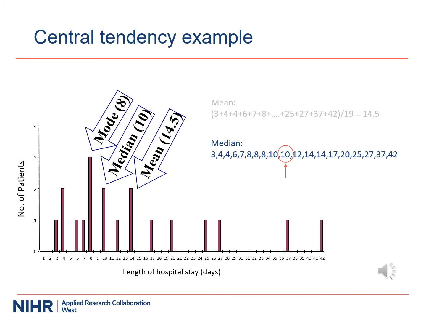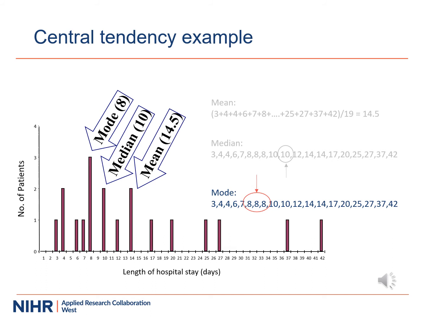Now the median. Here we've lined up all the same numbers in order and identified the number in the middle. Here, as there are 19 patients, the number in the middle is the 10th value, which happens to be 10. If you have an even number of values, then you end up with 2 middle values. In those cases, we would just take the number that lies halfway between the 2 middle values. For example, 10.5, if the 2 middle values were 10 and 11.